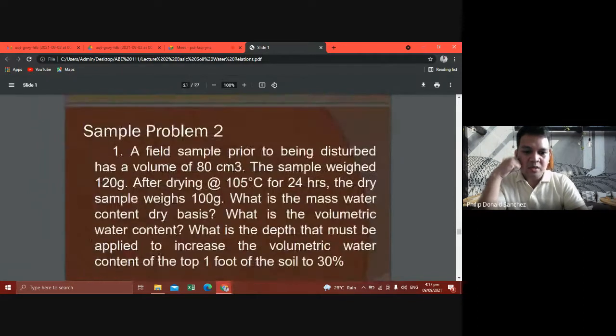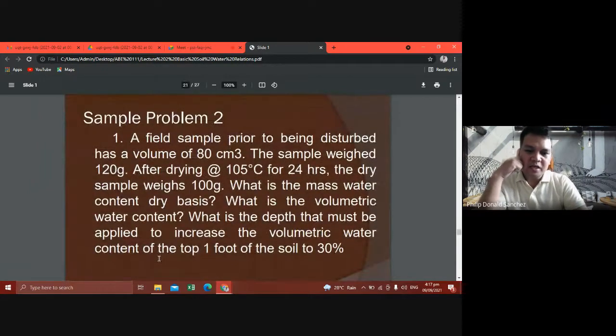Number two, a field sample prior to being disturbed has a volume of 80 centimeter cube. The sample weighed 120 grams. So that's your initial mass or initial weight, and then you have a volume of 80 centimeter cube. The sample weighs 120 grams. After drying at 105 degrees Celsius for 24 hours, the dry sample weighs 100 grams na lang. So naa kay 20 grams nga unsa man.